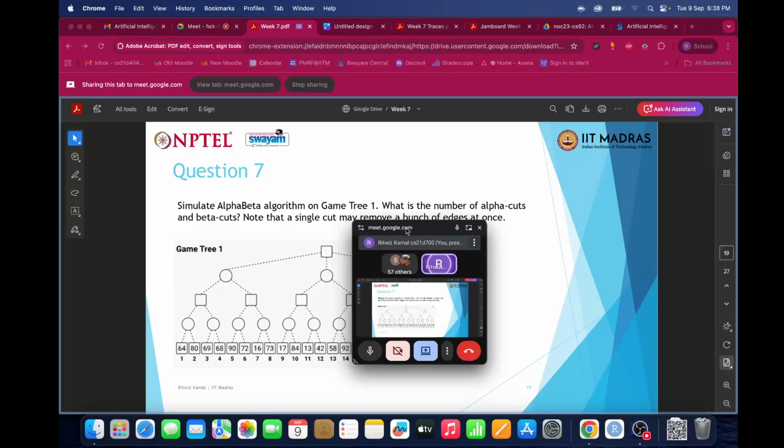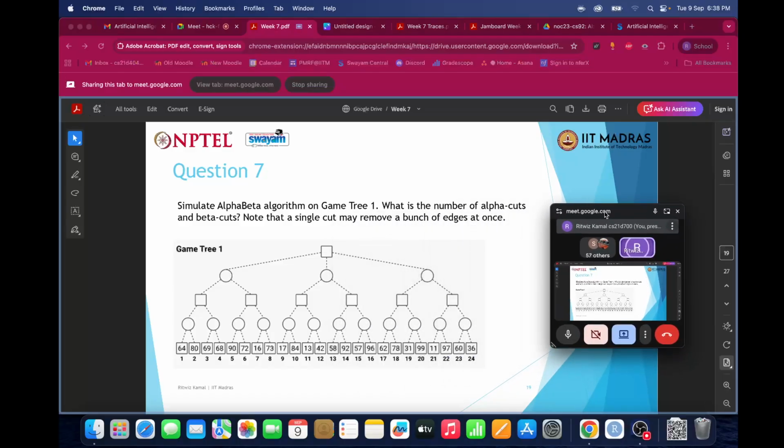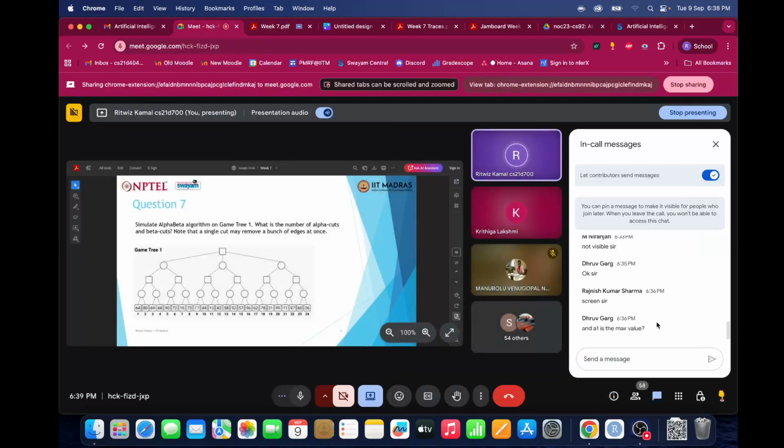So the next question is, simulate the alpha beta algorithm on this game tree, and we have to report the number of times we will have alpha cuts and beta cuts throughout the progression of the alpha beta algorithm. Make a note that a single cut, alpha cut or beta cut, may remove a bunch of edges at once, or in other words, it may remove a whole subtree at once rather than just one edge from the game tree. Okay, so I'll give you some time to try to solve it using the alpha beta algorithm yourself first, and then we will go step by step into the solution.